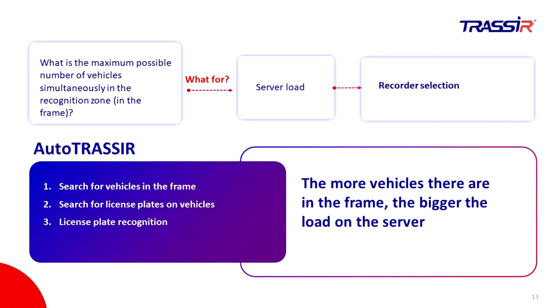AutoTRASSIR works as follows. The first neural network searches for and detects a vehicle in the frame. After the vehicle has been detected on the object, the procedure for searching for the number begins. And after the plate with the number has been found, the procedure for recognizing the characters on it begins.